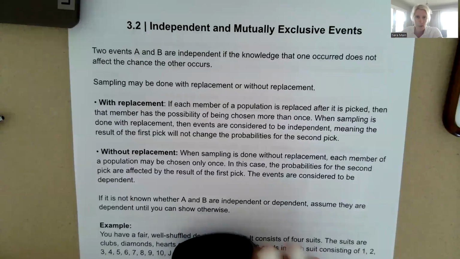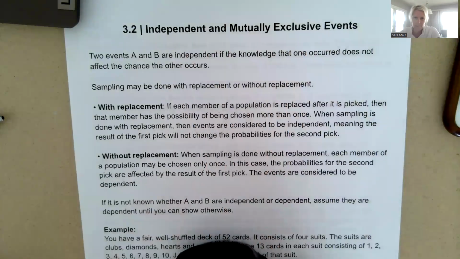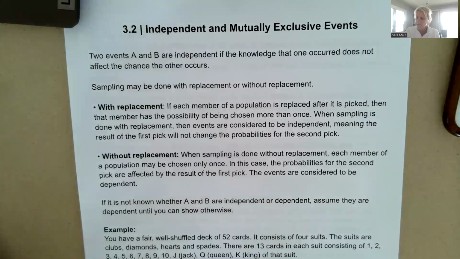Welcome back for lesson 3.2. We're now going to dive into more particular items in probability with independent and mutually exclusive events. So we're going to go through a few definitions and then jump into some examples.